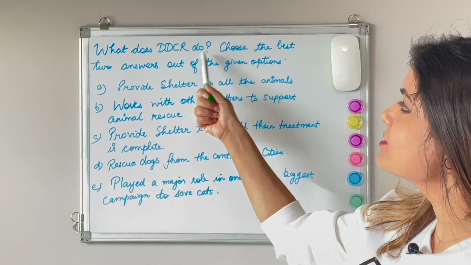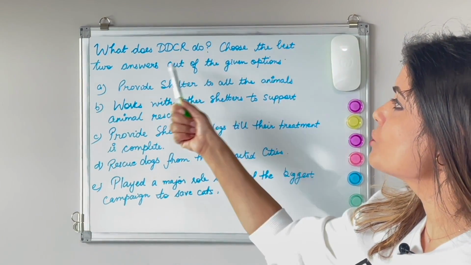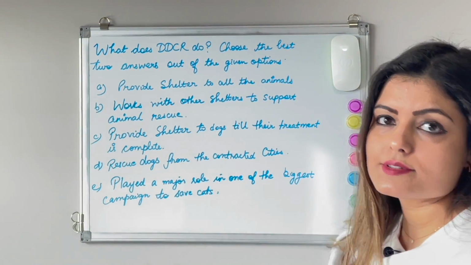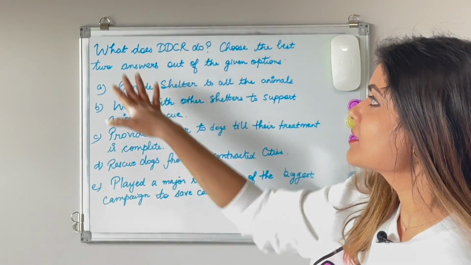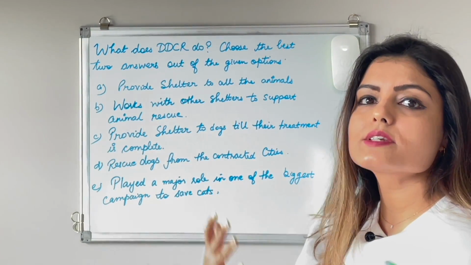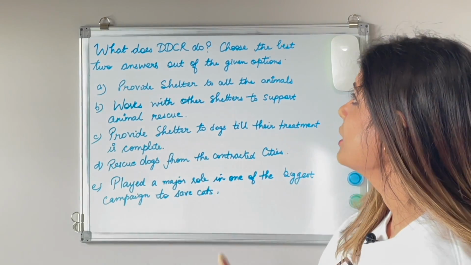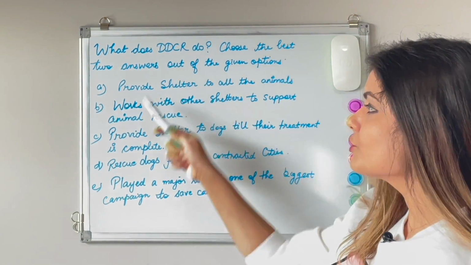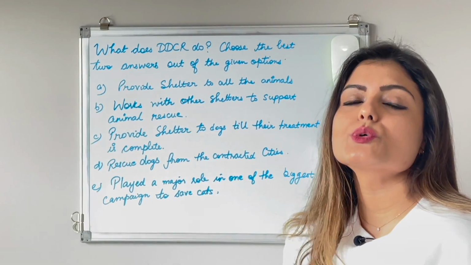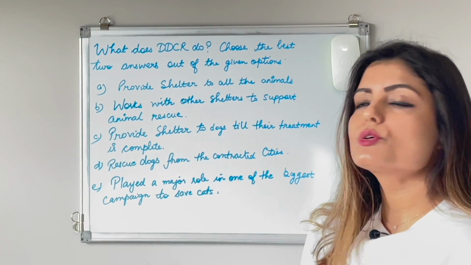What does DDCR do? Choose the best two answers out of the given options. Now this is a question, it is not a statement. So it's asking us a question that what does DDCR do? And then it says choose the best two answers, which means that out of the given options, two answers would be correct. So now let's go through the options.